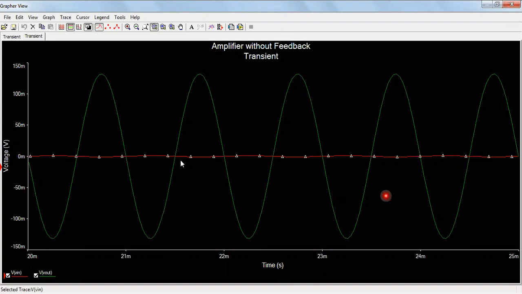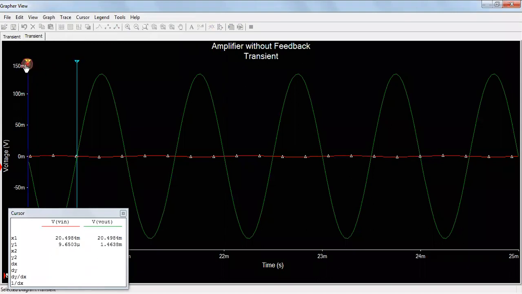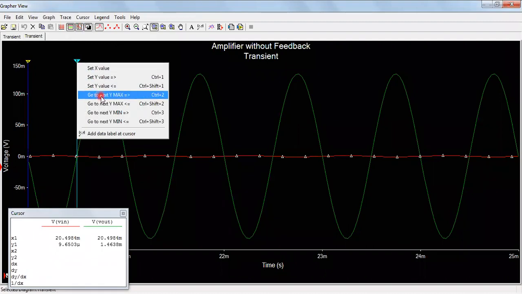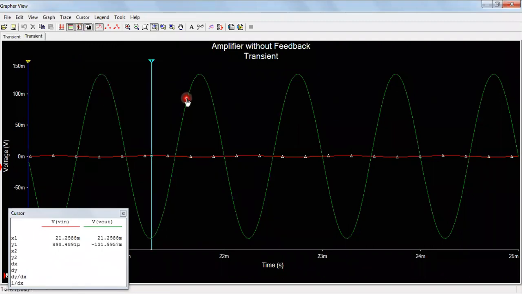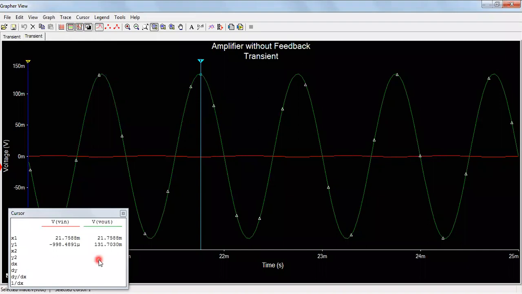Okay. So now we can find out by using a cursor how much output signal amplitude we are getting. So let's take cursor one. I will right click, go to next Ymax value. Let me select the output signal first. Input signal is selected, so I will select the output signal. Now my output signal is selected, and I will go to next Ymax. So you can see here in the reading box, Y1, clear?